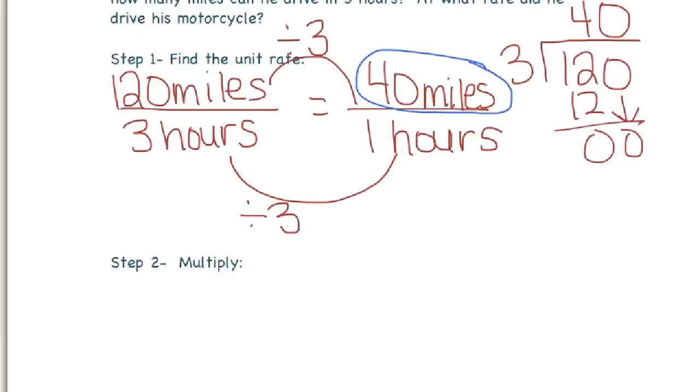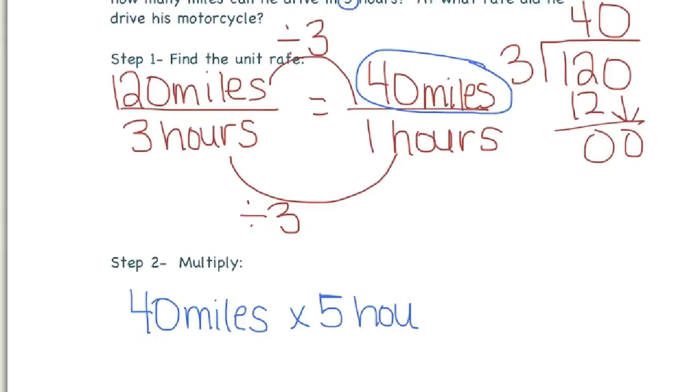The next thing we need to do, after we find that unit rate, is multiply. And we have to go back to the problem to see what we're going to multiply by. So again, let's read what it says. He drove his motorcycle 120 miles in 3 hours. At this rate, how many miles can he drive in 5 hours? So if we know he can drive 40 miles in 1 hour, we're going to take that 40 miles and multiply it by 5 hours. We can set up our multiplication problem. 40 times 5 is going to be 200.